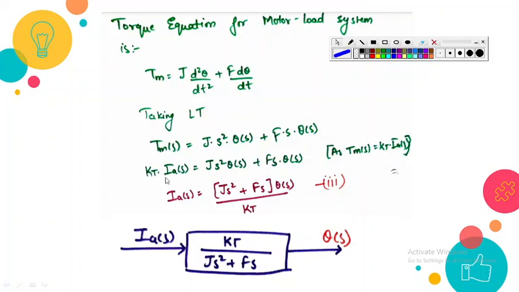So that we can substitute it over here. From here you can establish another relation, and that is between your output theta s and your current IAS. Your IAS and theta s can be related from here, and IAS can be written as (Js square plus Fs) divided by KT into theta s. Again one more equation, can I convert this equation into a block diagram?